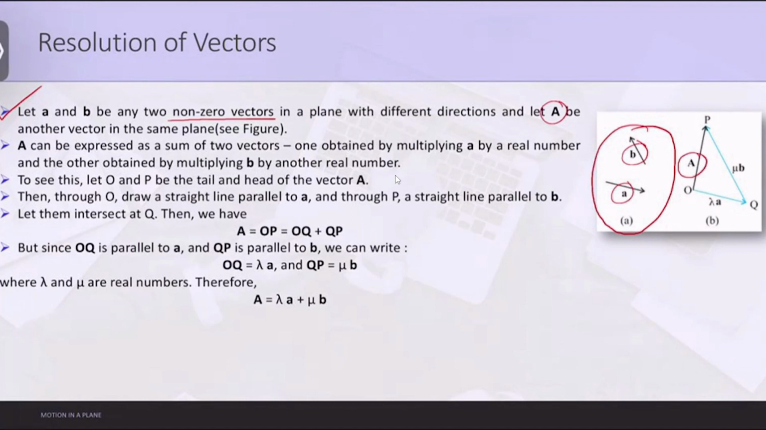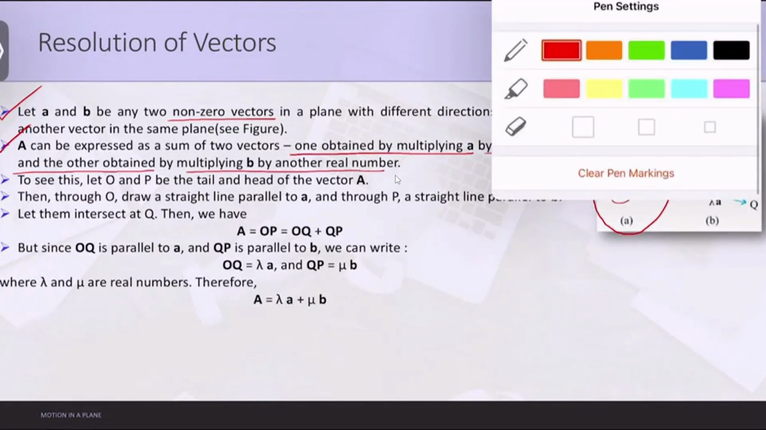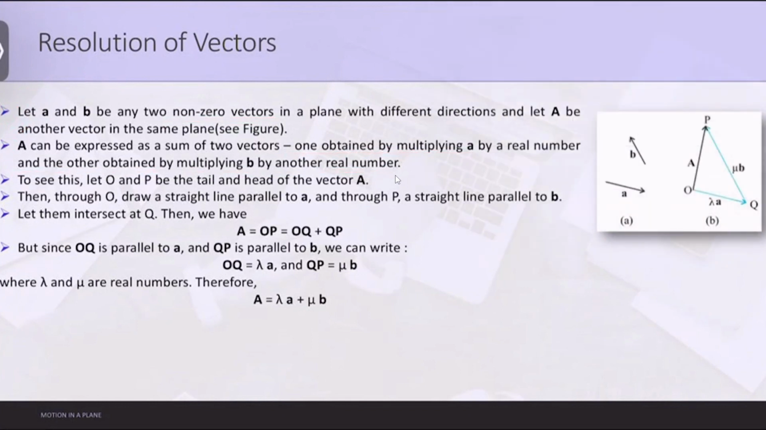Now A bar can be expressed as a sum of two vectors. What are those two vectors? One obtained by multiplying a bar by a real number, and the other obtained by multiplying b bar by another real number. So what it is saying, try to understand. This is one of the great qualities of a vector. Let me have some two random vectors. This is small a vector, and let us say this is small b vector, as long as those are not in the same direction.